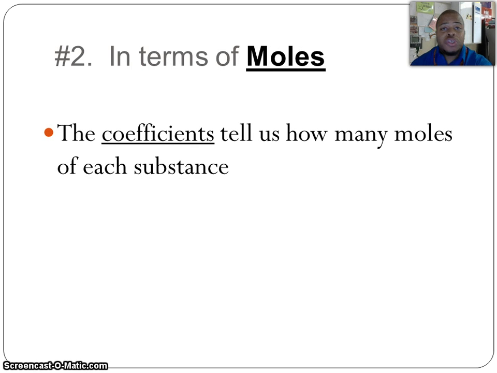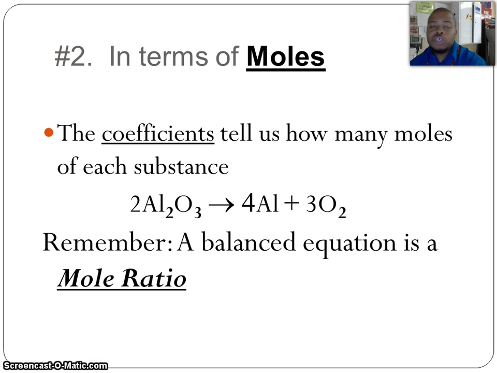The second way, and this is what you'll hear me say most often, is we're going to look at it in terms of moles. This means we have to pay attention to those coefficients given to us out front. This is telling us how many moles of each compound we're actually dealing with. So looking at this equation, I have 2 moles of aluminum oxide. When it decomposes, it yields 4 moles of aluminum and 3 moles of oxygen gas.